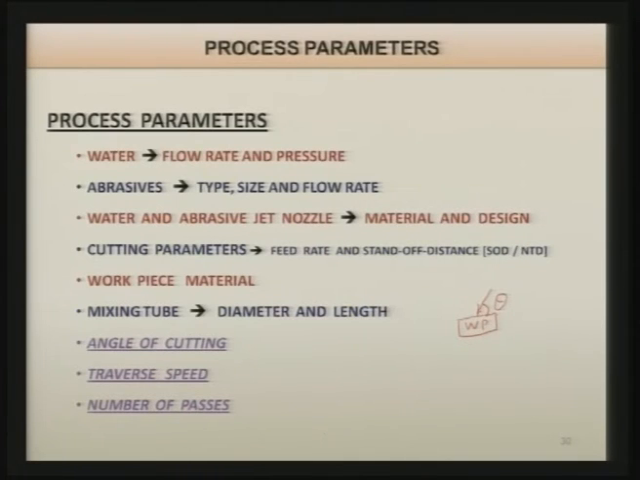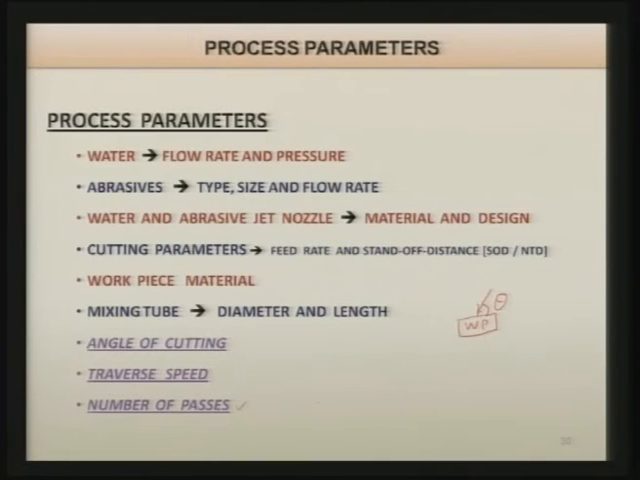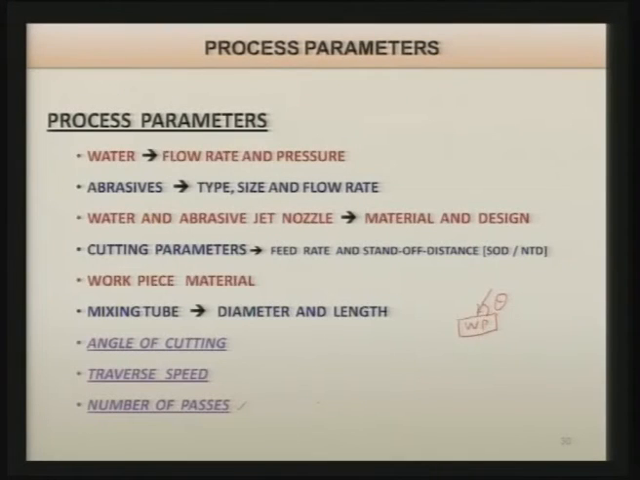Now, traverse speed is another very important parameter. This, as I will show you in the next slide, is the relative movement or relative velocity between the workpiece surface and the abrasive water jet. And number of passes, as we already know, in case of traditional machining processes, say turning, if the thickness of the material to be removed is much larger, then not in one pass, rather in many passes. Same way, if the thickness of the workpiece to be cut is very large, then in place of a single pass you can use multiple passes for through cutting of the whole workpiece.